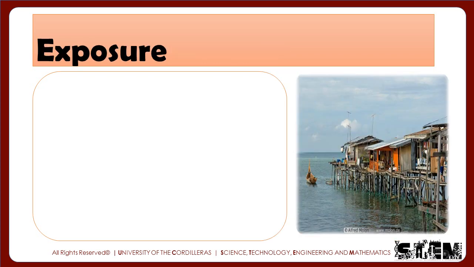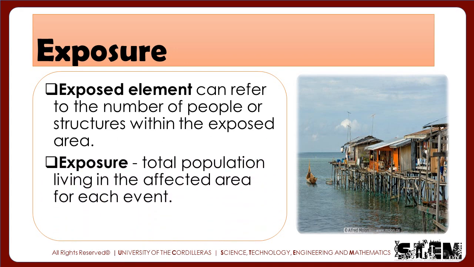Now, we're done with vulnerability. We will move on to exposure. Still, it is associated with vulnerability. When we say exposure, this means the total population living in an affected area for each event. So, whoever lives in that population that is being affected by a hazard, they are the exposed elements. So for exposure, the total population, exposed elements is the term to be used when you are referring to them. This can refer to the number of people or structures within the exposed area. Okay.